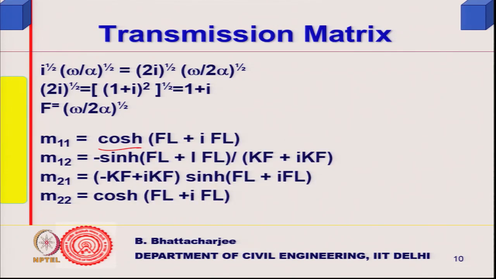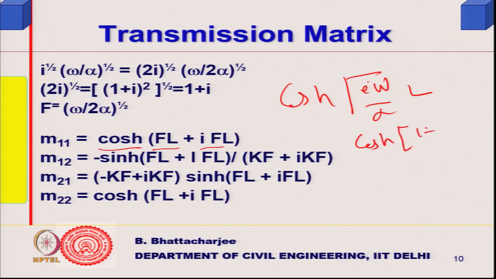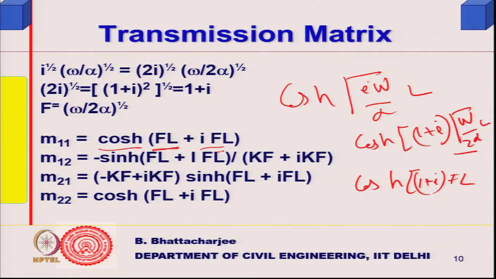So, cosh of fL plus ifL, because it was cosh of root of i omega by alpha times L. So, this will become cosh of (1 plus i) into root of omega by 2 alpha into L, and this I am calling f. So, cosh of (1 plus i) into fL, that is fL plus ifL, and so on for the others. So, you can actually find out.